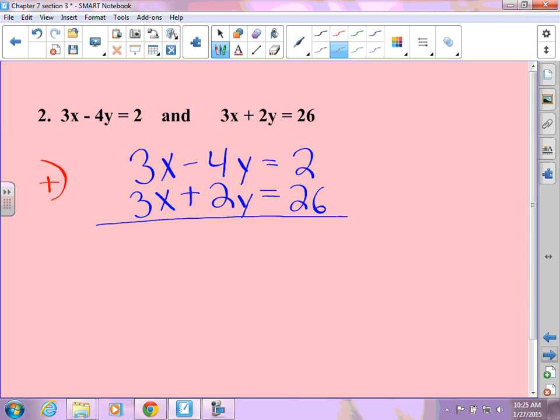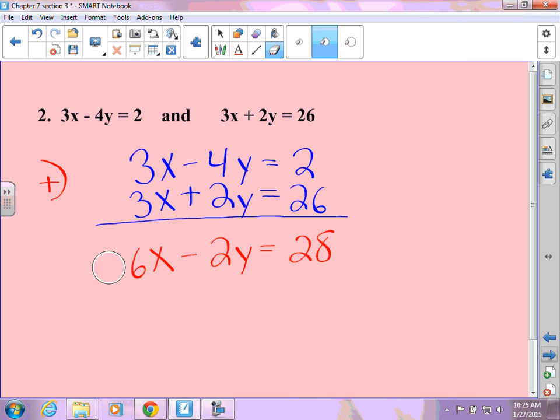Did I eliminate a variable? I did not. So addition is not the correct operation that I want to choose. So I'm going to erase this now, and I know I'm going to use subtraction. Now, some kids can just see it. Good for you. Some kids can't. It's okay. Try one. If it doesn't work, try the other.